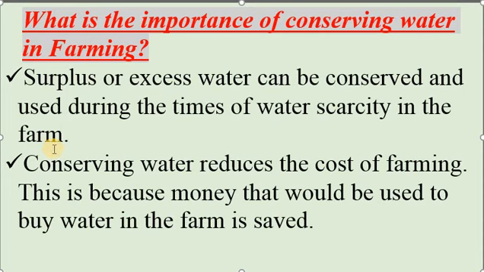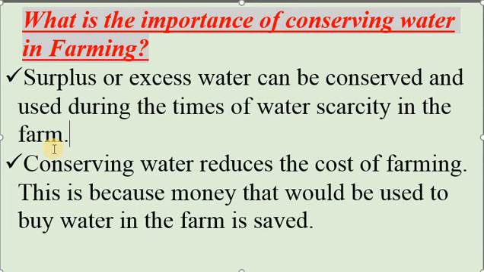So 1, surplus or excess. Surplus means excess. Now, excess water can be conserved and used when there is scarcity in the farm. Scarce means there is not enough. So this water, like the surface runoff, we can conserve it and use it when there is little amount to use. That's the meaning of scarce.